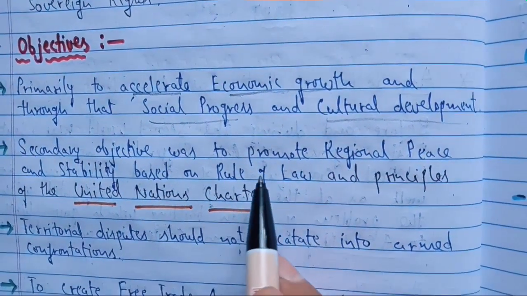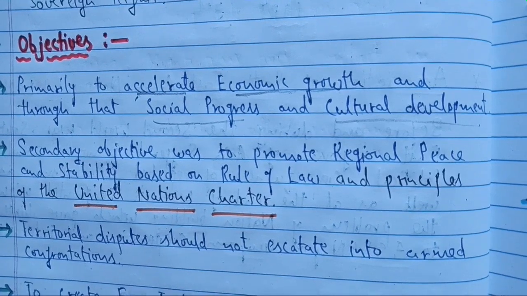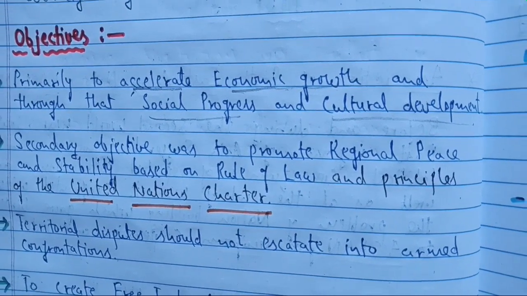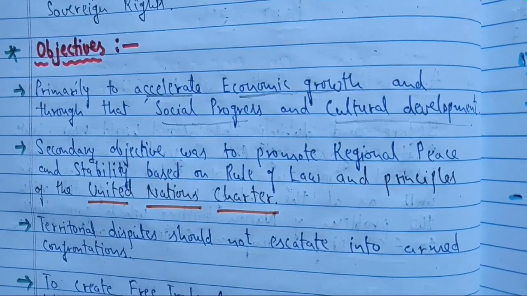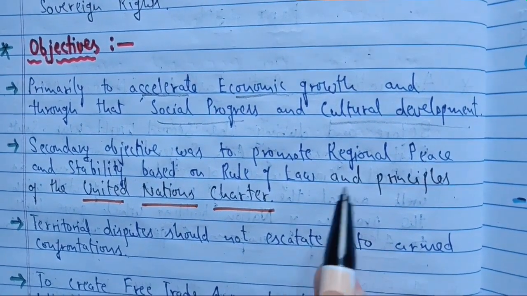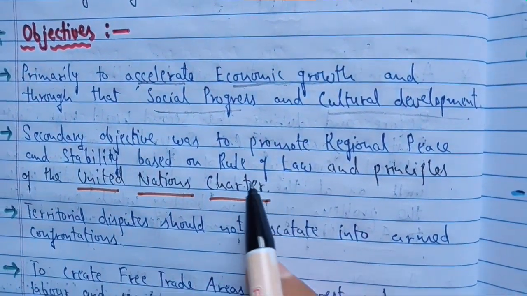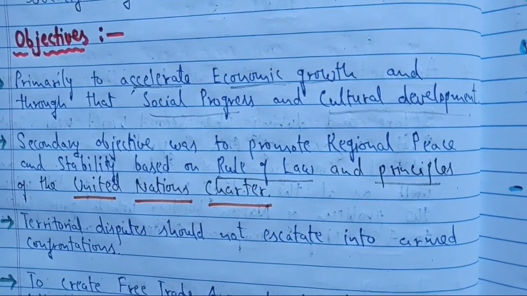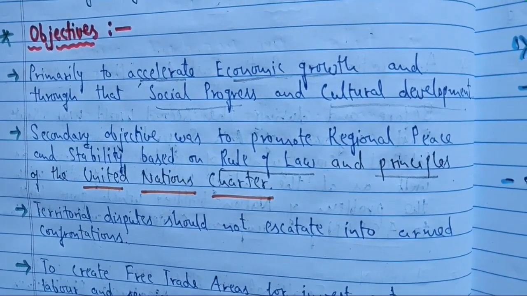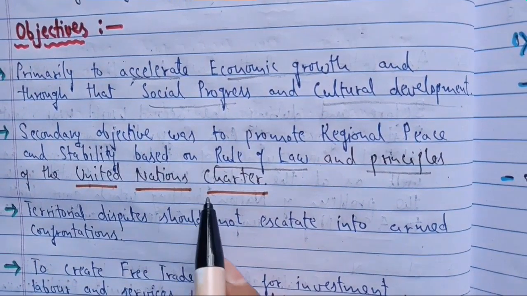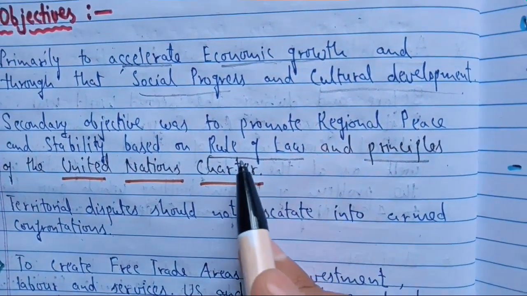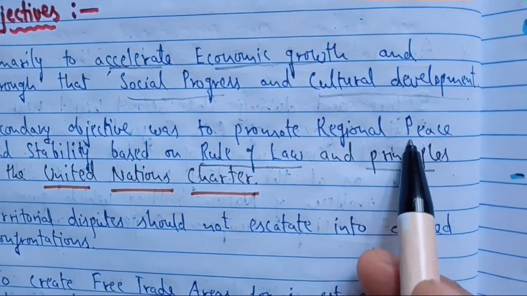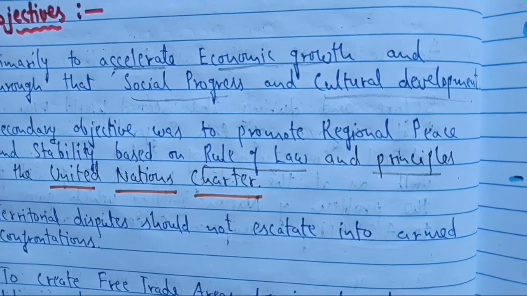Secondly, the most important was to promote regional peace. They came together to bring peace and stability to this particular region. They wanted that there should be no conflict between the member states and with outside powers. They wanted to maintain peace, but for that they followed the rule of law and the principles of the United Nations. They didn't want to make their own laws or values, as they knew the importance of the United Nations was great at that time. So they followed all the rules and regulations of the United Nations Charter to maintain and develop peace and stability of their organization.